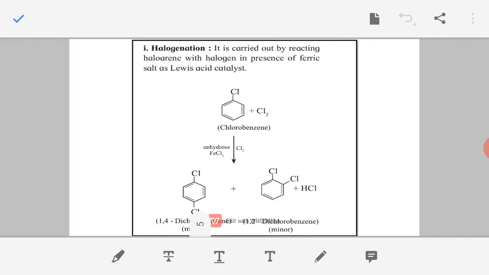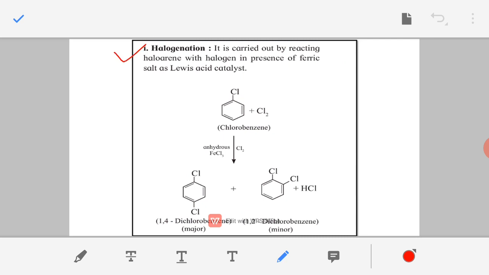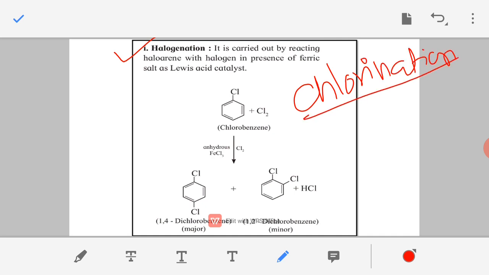The first reaction we have to see is halogenation. Halogenation means the addition of a halogen into the chlorobenzene. Here we have to see chlorination. Chlorination means we have to add chlorine into the chlorobenzene. Therefore, when the chlorobenzene is treated with chlorine, then addition of a chlorine molecule occurs at the ortho and the para position, this reaction in the presence of anhydrous FeCl3.